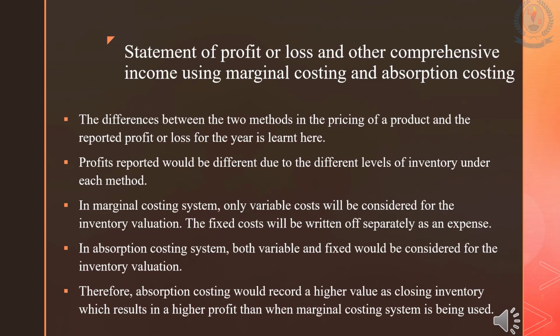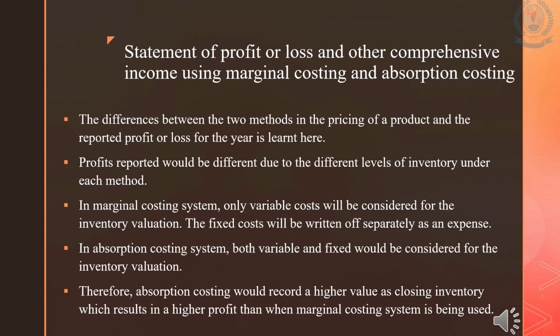Here we will be looking at the differences between the two methods in the pricing of a product and the reported profit or loss for the year. Since the valuation of inventory will differ between marginal costing and absorption costing, the profits recorded will be different as inventory levels change. A marginal costing system will record inventory using only the variable costs, while absorption costing will include fixed costs in the valuation of inventory, which will be carried over to the next accounting period.